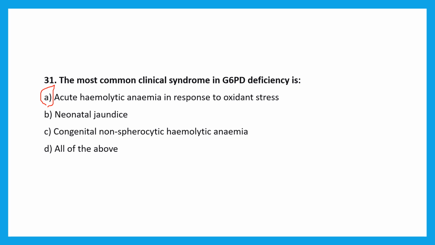Why are we saying acute hemolytic anemia in response to oxidant stress is correct? Because, of course, all these can occur, right? But the classic and the most common presentation of G6PD deficiency is an acute hemolytic episode, which is triggered by an oxidative stressor, such as what? Antimalarials, remember. So drugs, antimalarials, and apart from antimalarials, sulfa drugs can also trigger this oxidative stress. And also fava beans, most commonly fava beans, or infections. I think we had a series of questions that discussed this even last time.